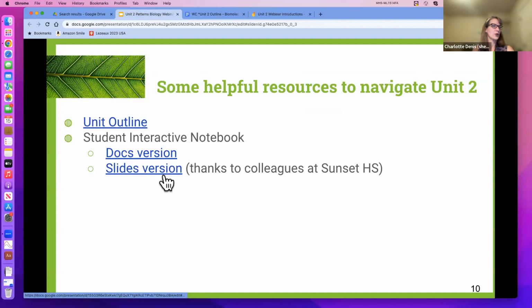I've also linked for you in our slides, on slide number 10 for today, 2 different versions of an interactive notebook. I personally use the Google Docs version of the interactive notebook in my class, but we have colleagues at Sunset High School, and my colleague, some of you know Jesse Chamberlain, who worked on the initial version of these slides, but our colleagues at Sunset really have advanced it.